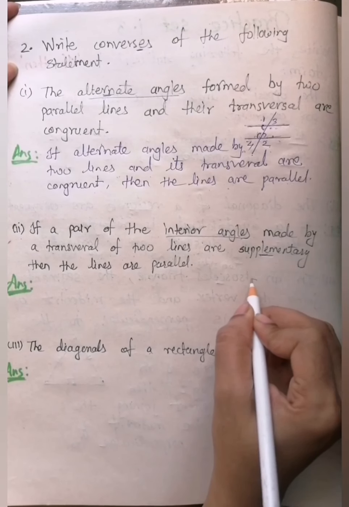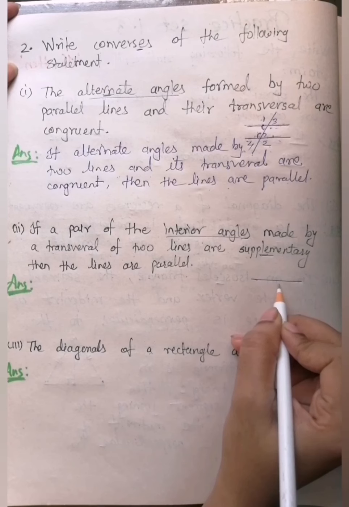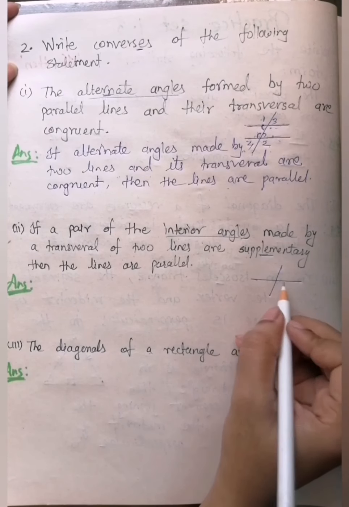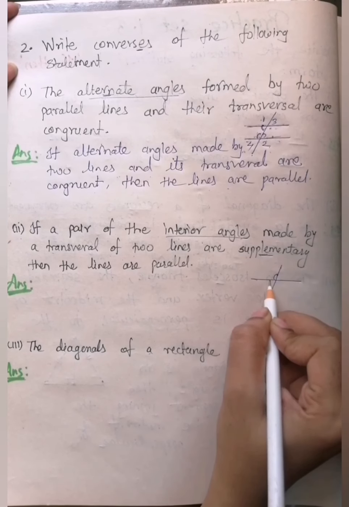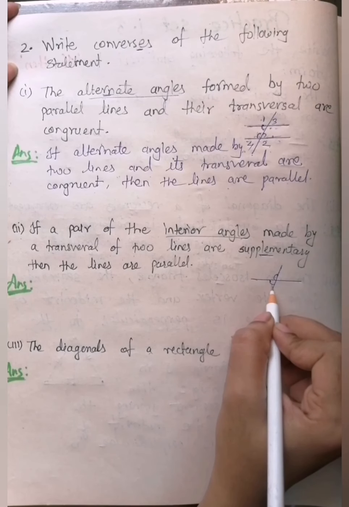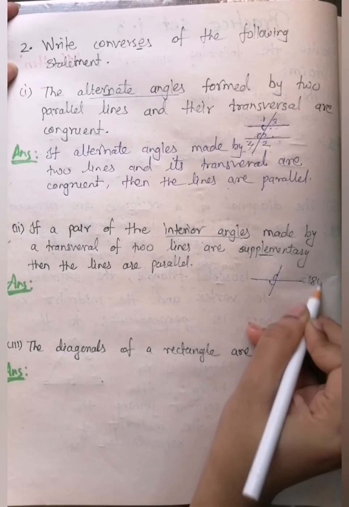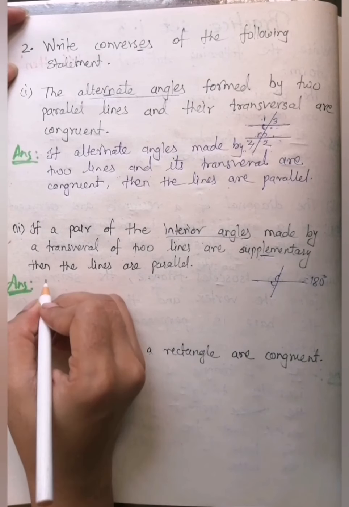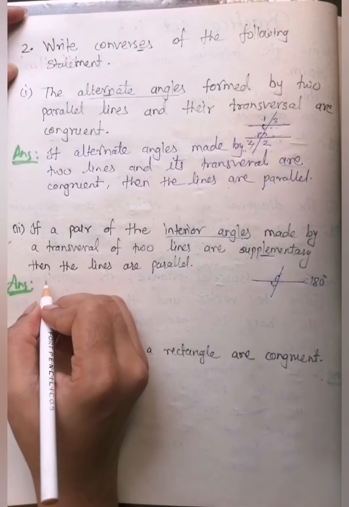Look here. Suppose I have this line and this one. Okay, I'll just write it down here. So this one and this one, when you add these two angles, then we will get 180 degrees. 180 degrees means it's a supplementary angle. Clear? Now start the converse part.